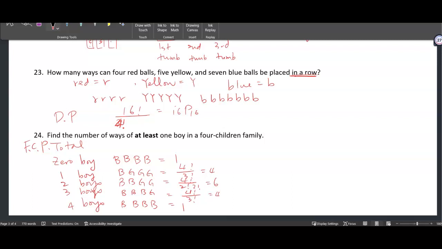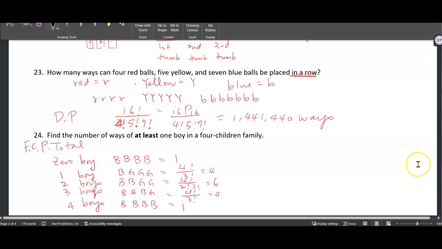Okay, 4 factorial for the 4 R's, and then 5 factorial for the 5 yellow ones. That order doesn't matter, and then 7 factorial for the 7 blue. That order doesn't matter. And so if you put them into the calculator by the permutation or by 16 factorial, take away the orderings, you will get 1,441,440 ways. And I hope I copied the number correctly from the calculator too. Okay, so if not, you should correct it. Again, this one is a distinguishable permutation if you write them as letters to represent them.